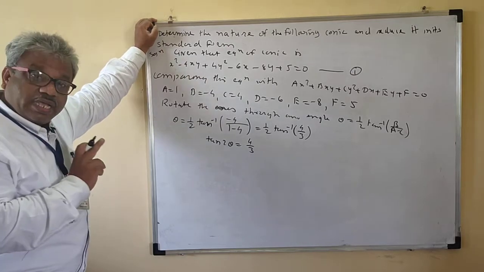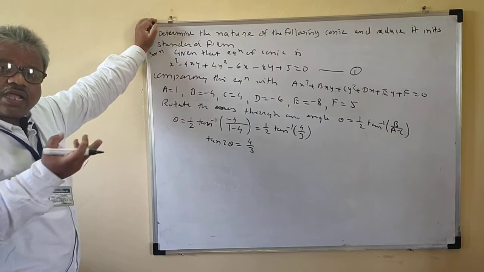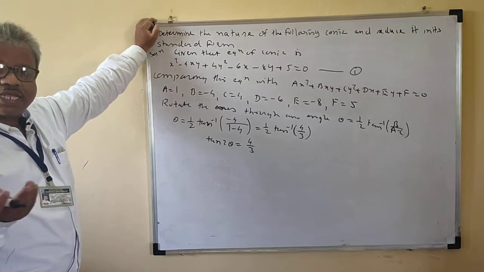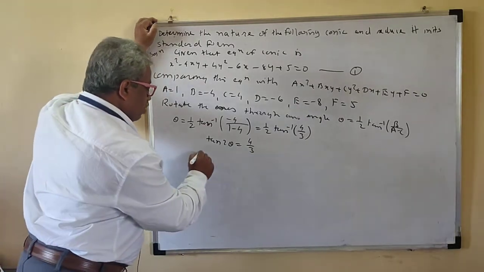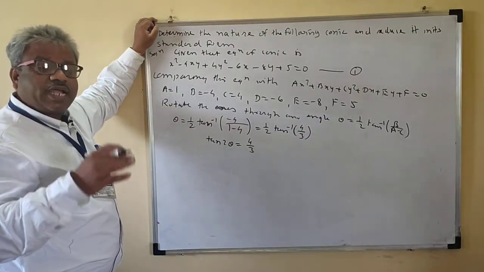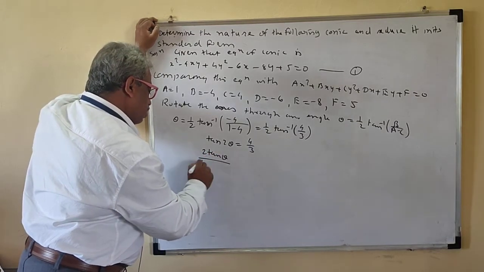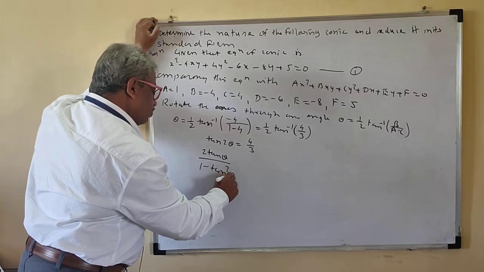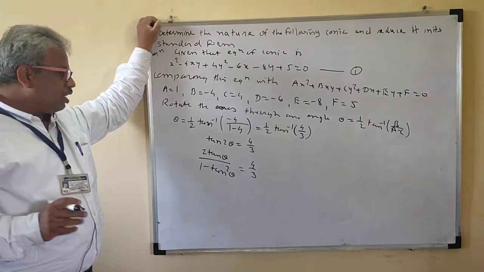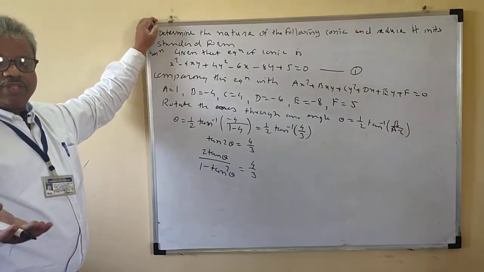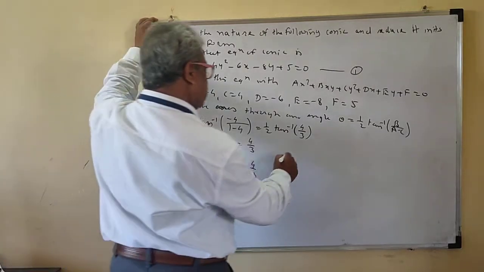Right? So we want the tan theta value, because with the help of tan theta, if you are able to obtain it, you can get the value of sin theta and cos theta, no problem. We have the formula for tan 2 theta in terms of only tan theta: 2 tan theta upon 1 minus tan square theta is 4/3. This is the formula that you have. So we will find the value of tan theta, and with its help you can find sin theta and cos theta.